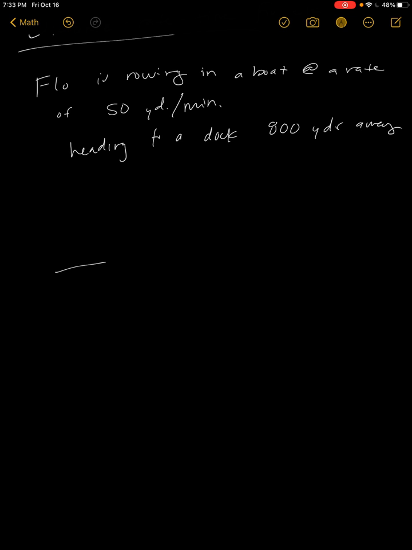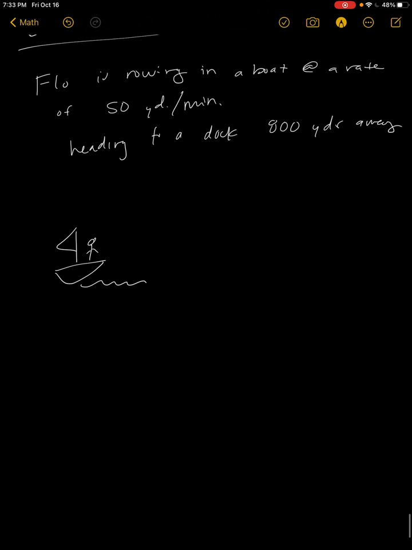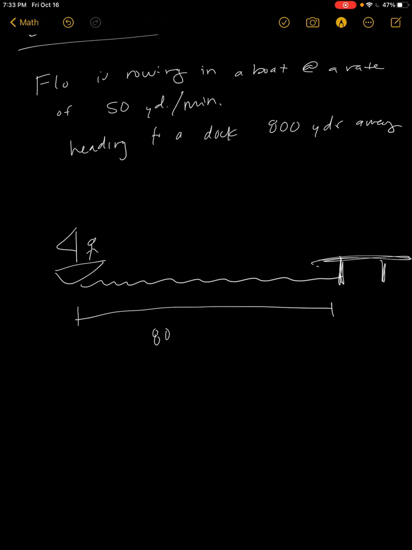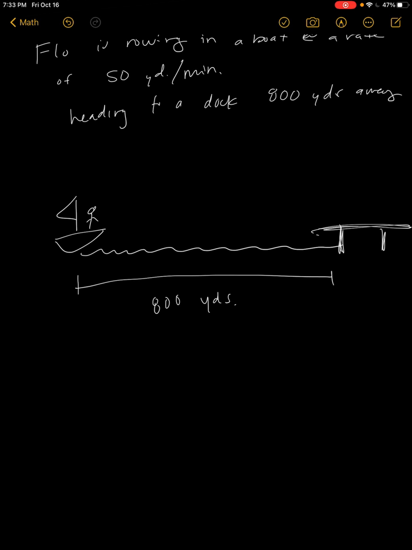Okay, so I always find it's best to draw a little picture. So you've got your little boat, Flo's inside of it, and then we've got the dock over here. And we know from the boat to the dock is 800 yards. So we actually know the distance that Flo is trying to travel, 800 yards, and we know the rate. We know that Flo is going at 50 yards per minute.